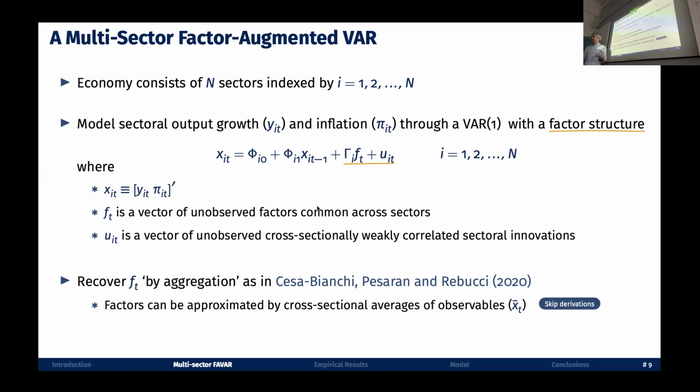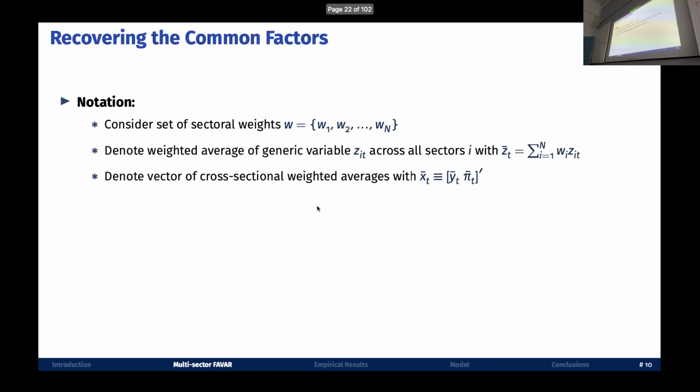Probably the most obvious one would be principal components, but there are factor models of very different kinds, which I'm sure you're familiar with. What we're going to do is to use a different approach that shares many features with factor models. Especially, we're going to recover FT by aggregation, which means that we're going to extract the factors with cross-sectional weighted averages of the data, which maybe economists are a bit more averse to. And hi, Ambrogio.